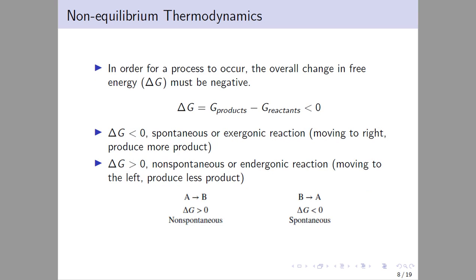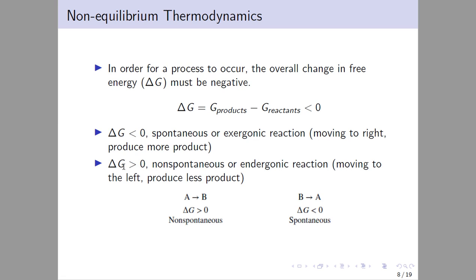Okay, so in order for a process or a reaction to occur, the overall change in free energy must be negative. So for A to become B, delta G must be less than 0. It tries to move to the state requiring the least energy. So if delta G is less than 0, it is a spontaneous or exergonic reaction, for example A to B, moving to the right and producing more product, or R to P, producing more product.